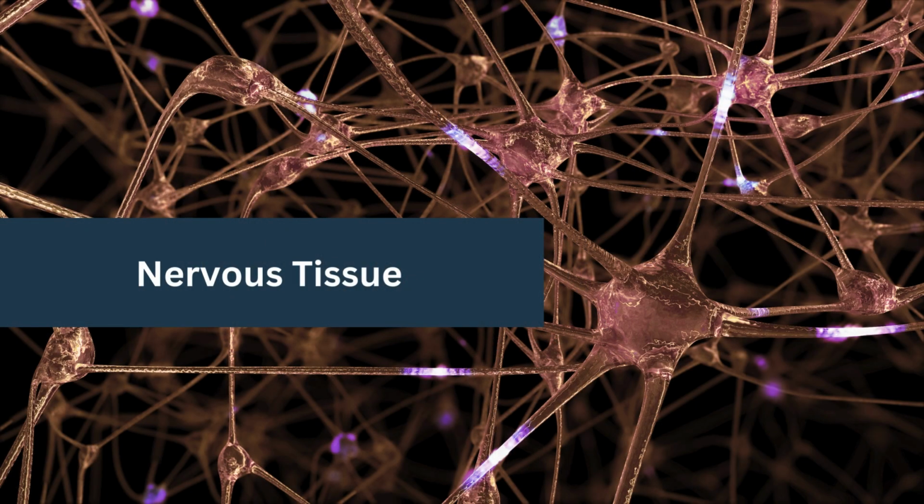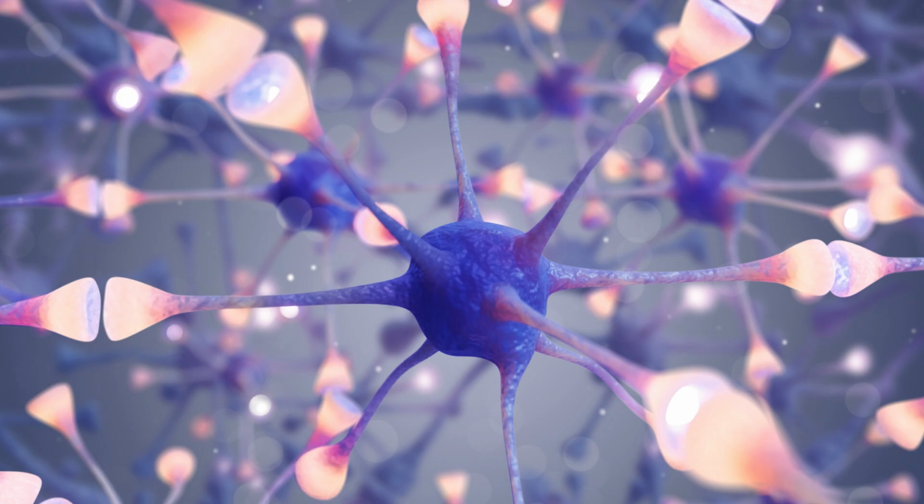Nervous tissue is located in the brain, spinal cord, and peripheral nerves, composed of cells with cytoplasmic extensions. The functions of nervous tissue include sensory perception, conduction of electrical impulses, and the release of neurotransmitters.